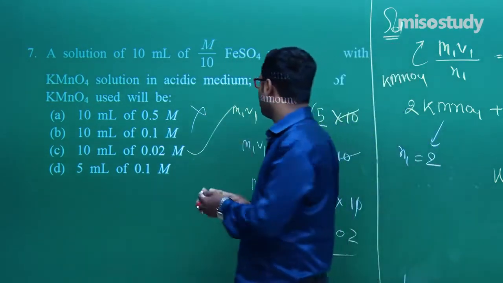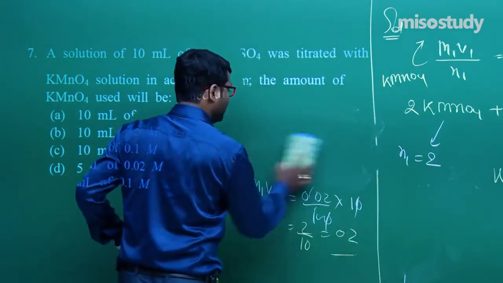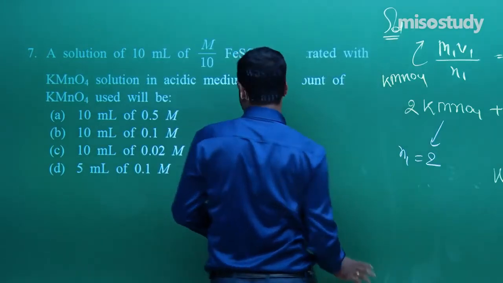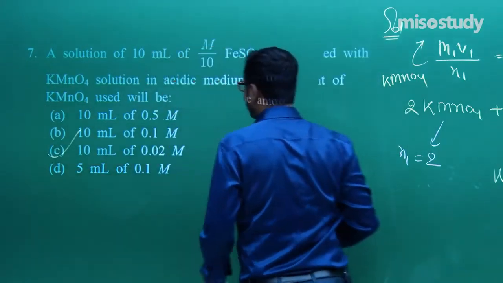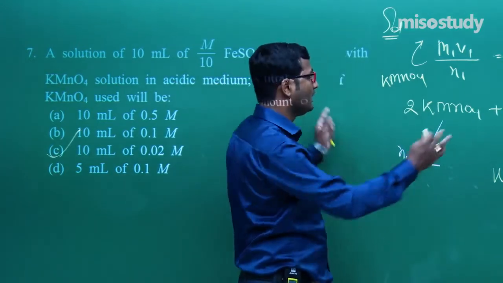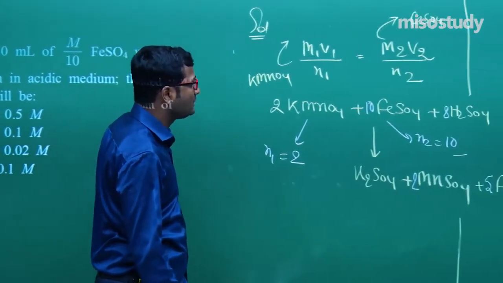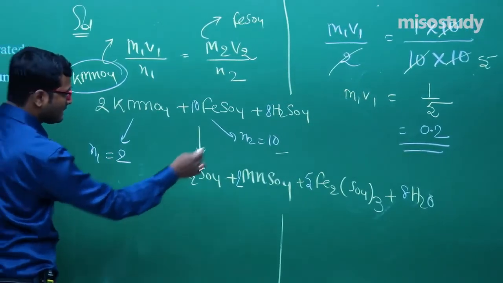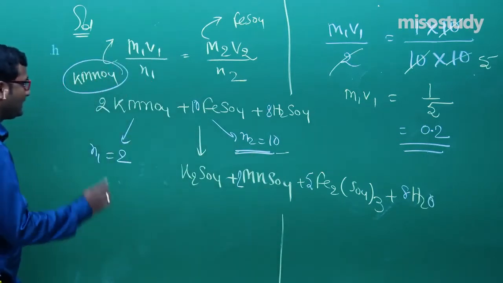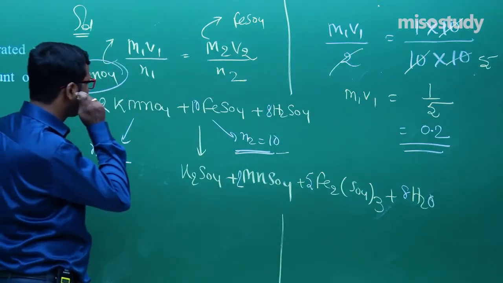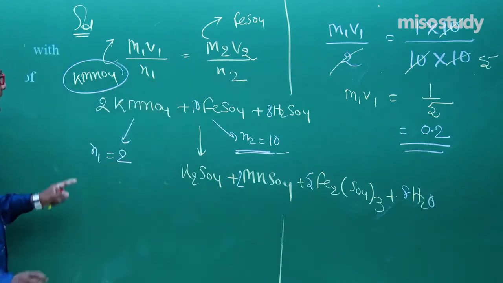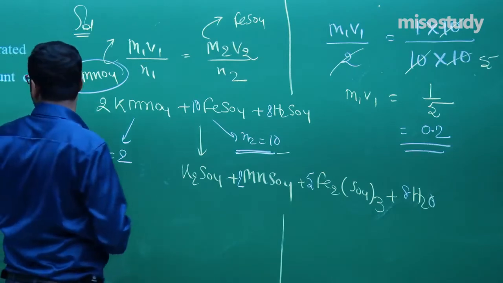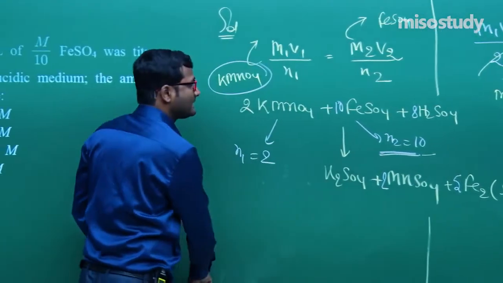Clear to you? Now look at the question again, look at the solution. It is very simple, that is C. For this question, C is the correct option. That is 10 ml of 0.02 molar. Check out the question. I think now you can easily solve. M1V1, this is for KMnO4. Complete balanced reaction. Check out the balancing again. If you have any doubt about what I am telling, you can easily approach me. Now this is the question. N1 is 2, N2 is 10. Now put this value, what do we get? M1V1 is equal to 1 upon 5. So for this question, C is the correct option.